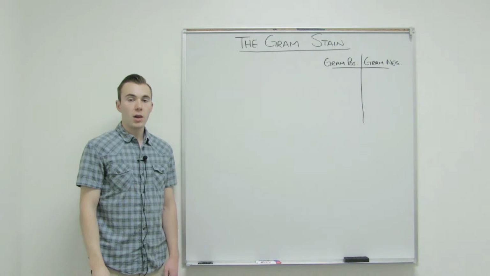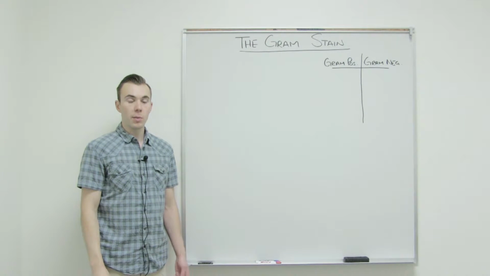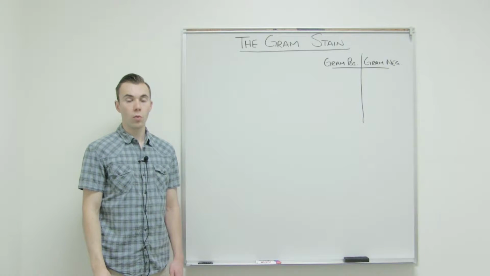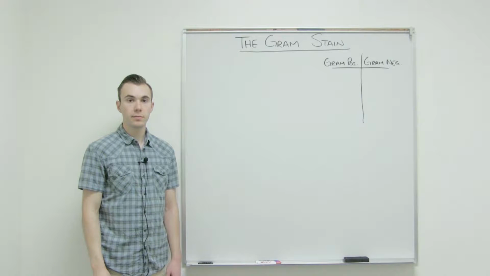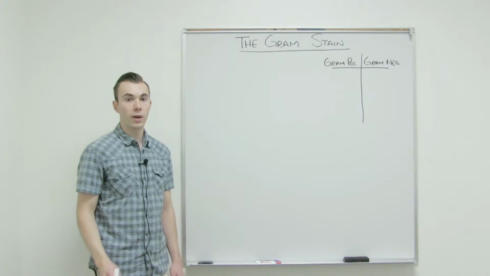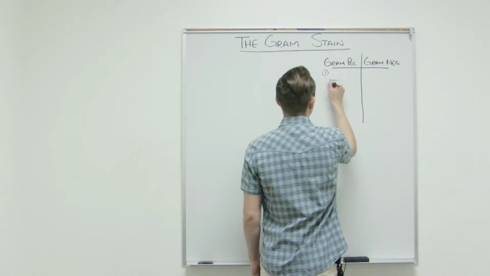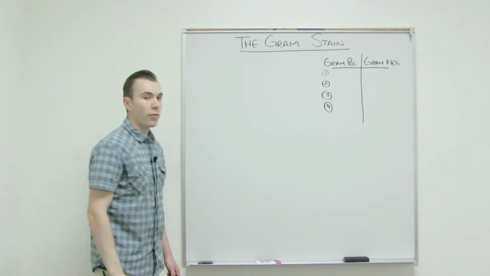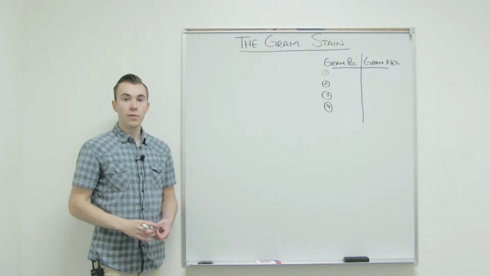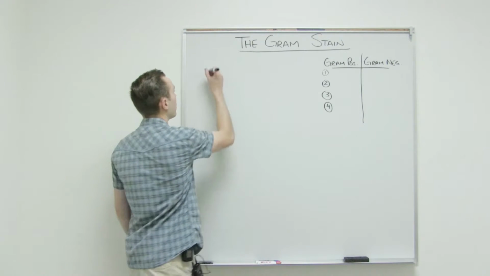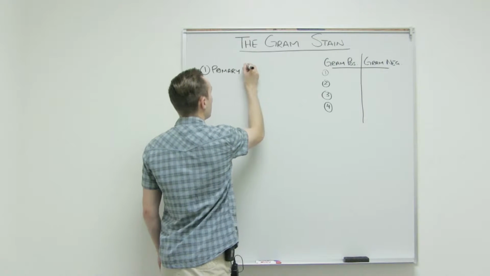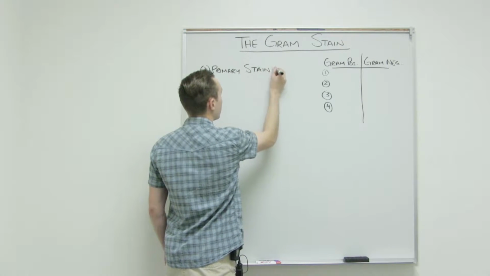So as we go through each step, I want us to look at a bacterium that would be Gram positive or Gram negative, and after each step say, is it purple in color or red in color? In addition, I want to know how many steps are there to the Gram stain. If you said there are 4, that is correct. So there are 4 main steps to the Gram stain. The first step is going to be called the primary stain. The primary stain is going to be where we use crystal violet.